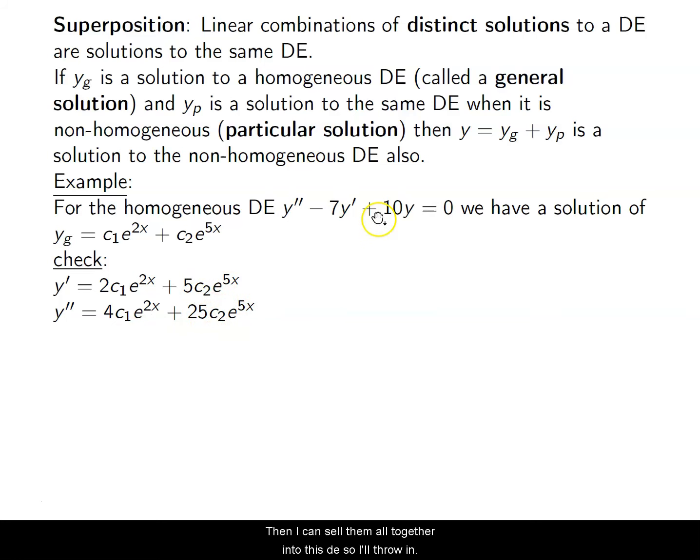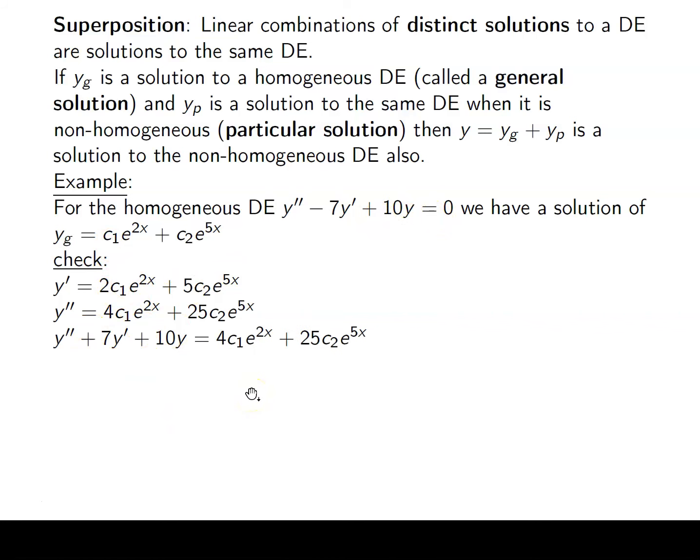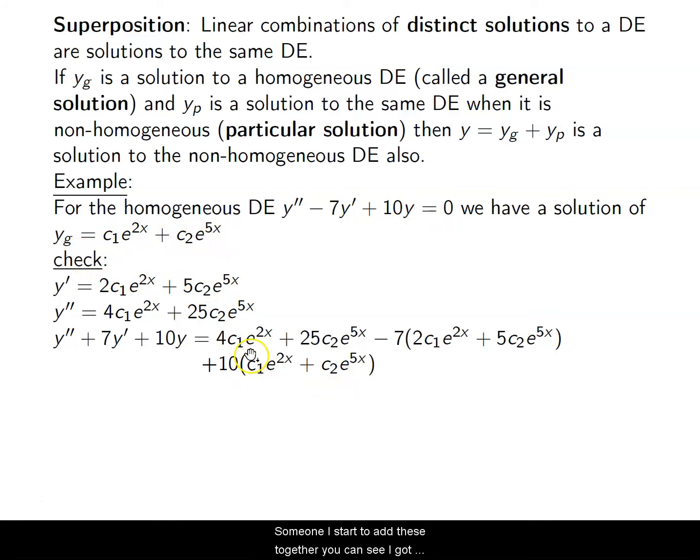Then I can throw them all together into this DE. So I'll throw in my first term, right? My y double prime goes here. Minus 7 of these. Okay, and obviously I'm running out of room, so it's going to kind of wrap around over here. And then 10 of the YG solutions. And so when I start to add these together, you can see I got 4 c1 e to the 2x's plus 10 of them is 14, minus 14. So that'll be 0, right? For e to the 2x.